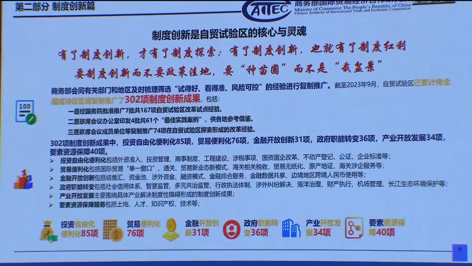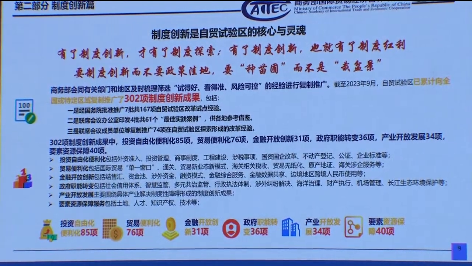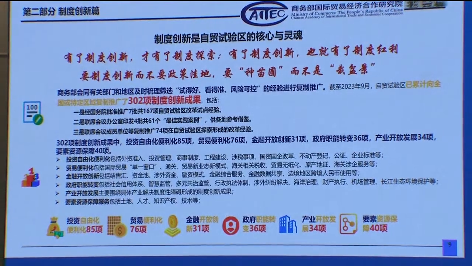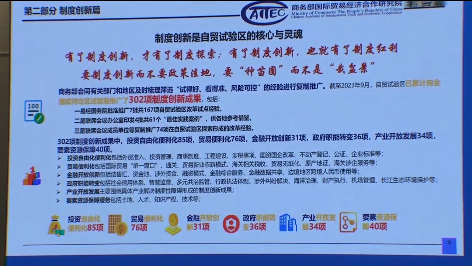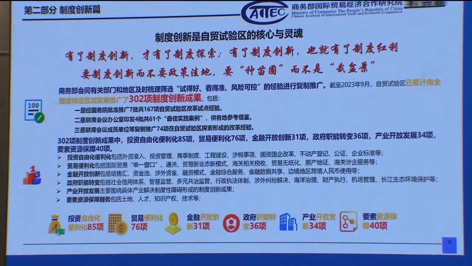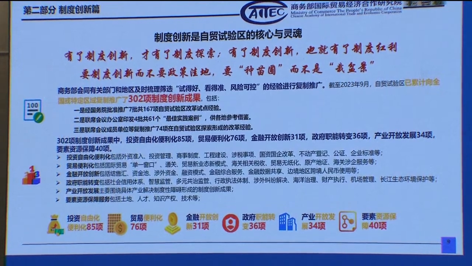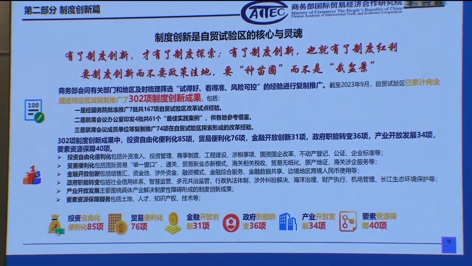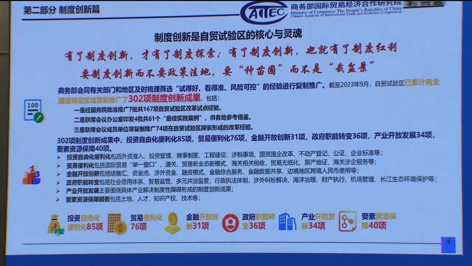The second chapter of the report is the mechanism innovation chapter. The core of it is the free trade zone. With free trade innovation, we can have the exploration. With innovation, we can have the mechanism dividend. With mechanism innovation, we don't need the low base of the policies. We need to base on this industrial park. That is the concept that we're all familiar with.